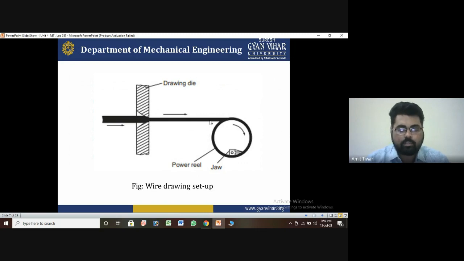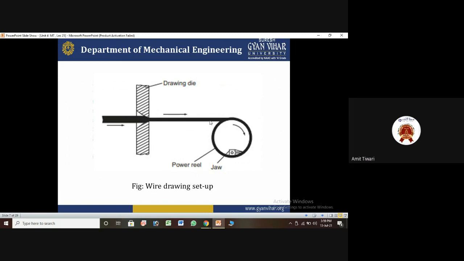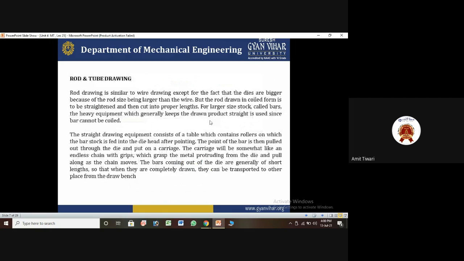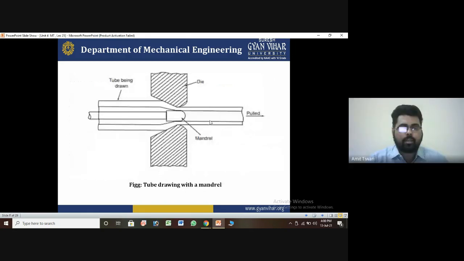So these are some conditions that need to occur for making wire drawing easy. We have a coil that has a small diameter, which is easily bunched in circular sections collected on rings, making the drawing easier, which is beneficial. So these are some tube drawing setups. We can see this diagram of tube drawing with a mandrel.